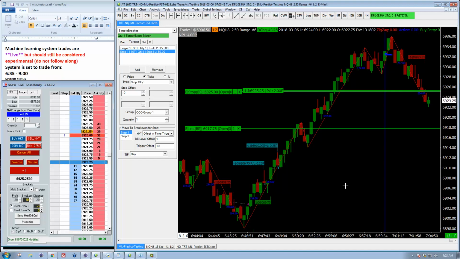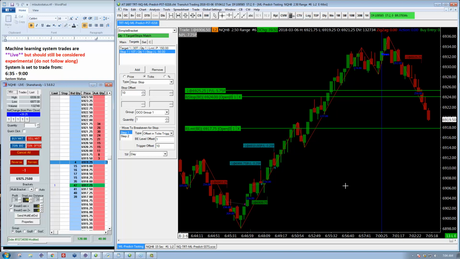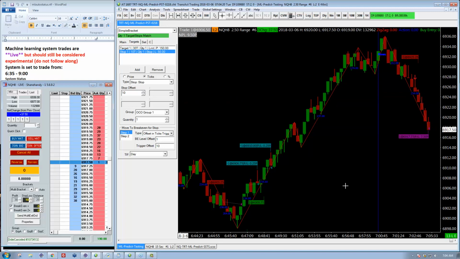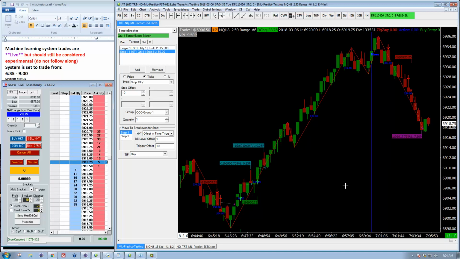So the machine learning system is performing sort of as expected here. And now it's up more than 20 ticks. So with the simple trail method I'm using, it's now trailing by 20. And we have a target of 30 there. So let's see if we hit that or not. All right, so there it is. That's actually the first, in 2 days now, the first trade the machine learning system took that hit the hard target.